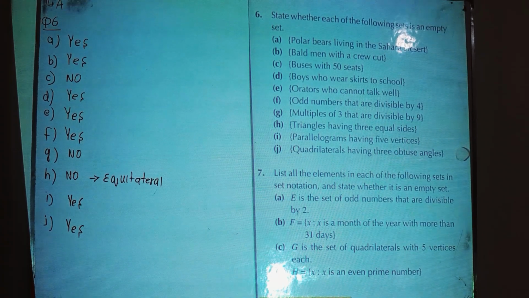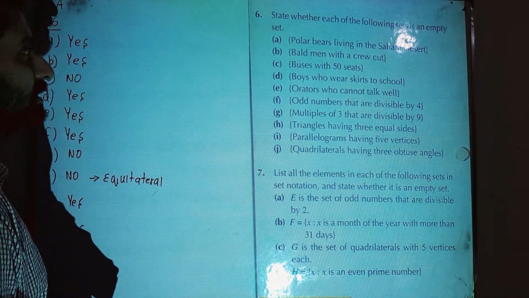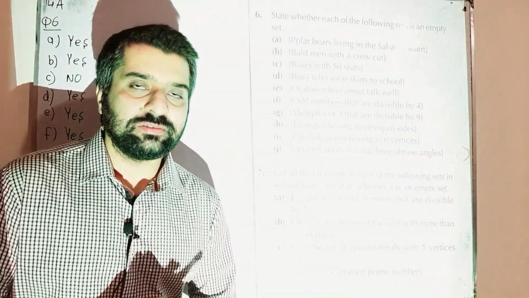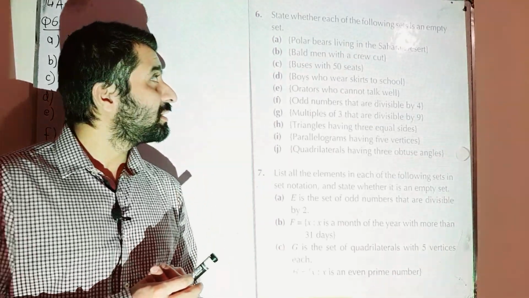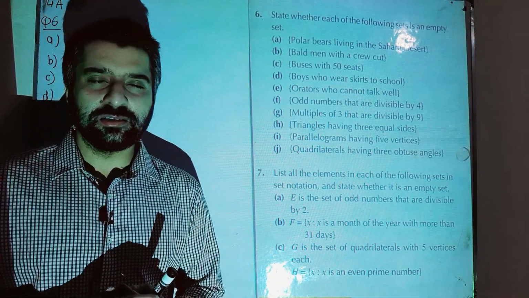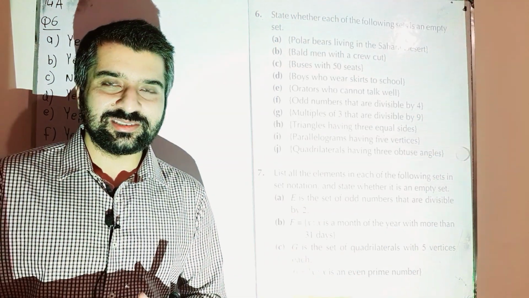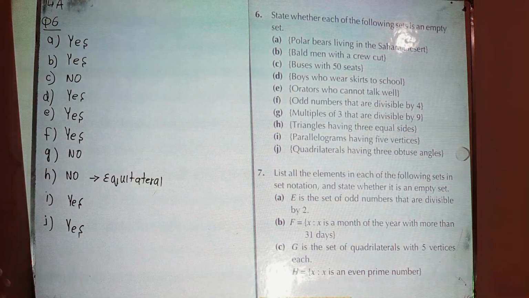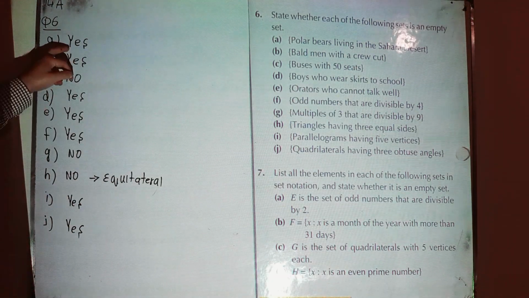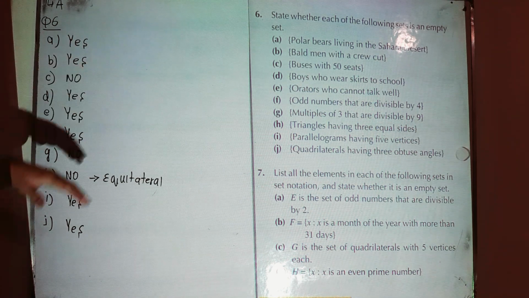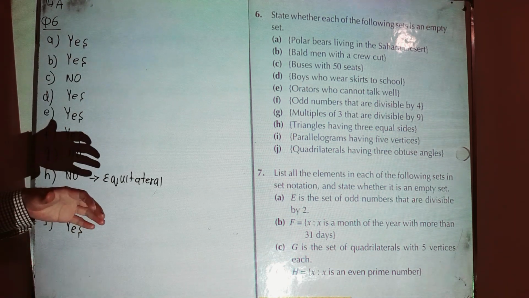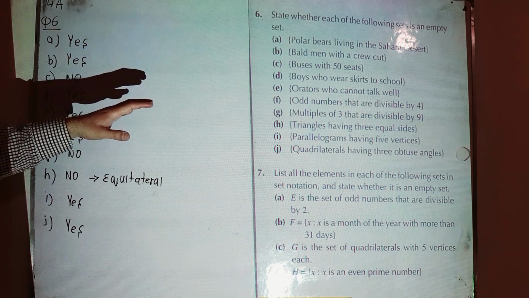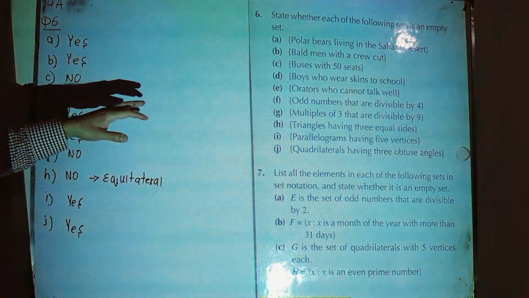Question number 6 is, state whether each of the following sets is an empty set. So empty set means it doesn't have any element in it. So part A is polar bears living in Sahara Desert. There is no chance that a polar bear will go to Sahara Desert. He loves to be in polar regions. So because there will be no polar bears, this is an empty set. Yes. Part B, bald man with a crew cut. Now when you don't have hair, how can you have a crew cut? So definitely this set will be an empty one.